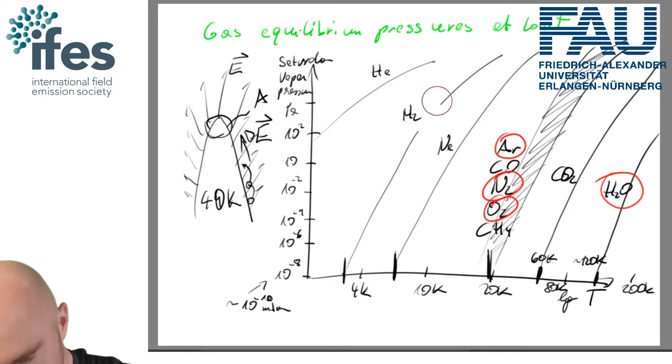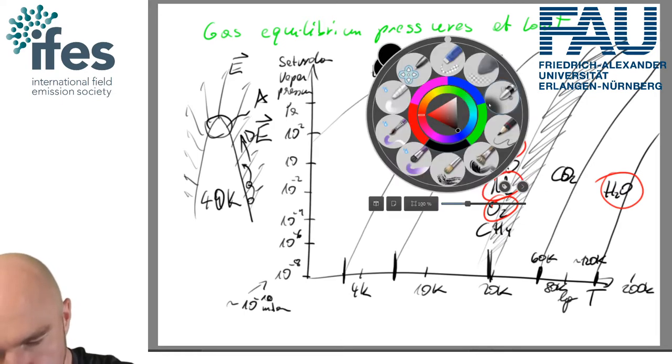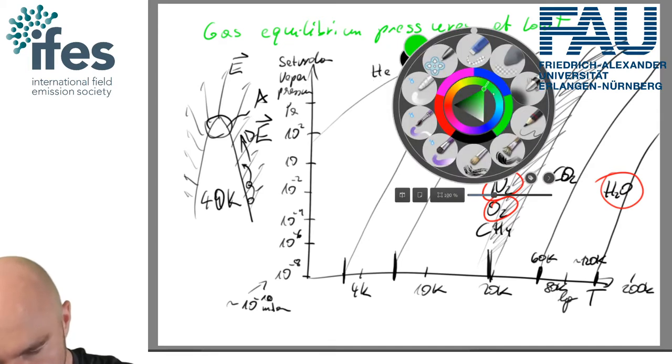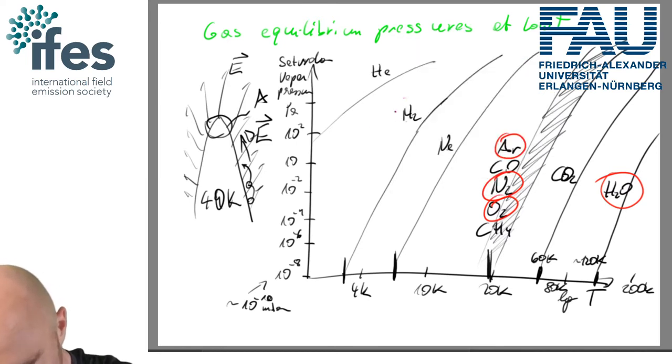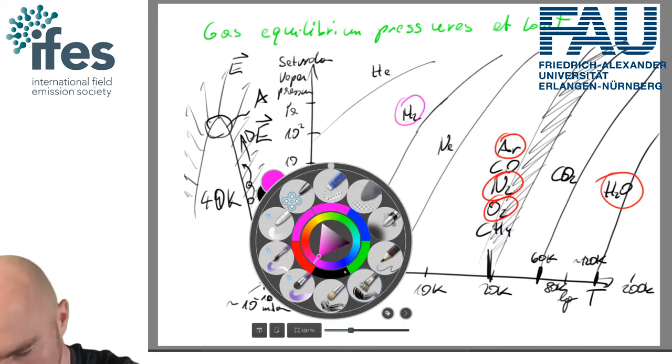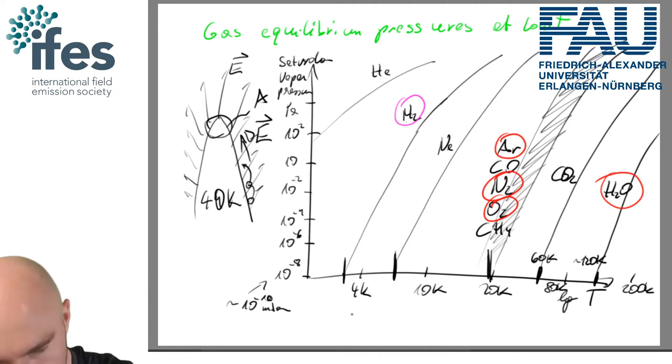Let me just erase that, and we'll make the hydrogen in a different color. Okay, so the red ones are, let me just write that here, the components of air.